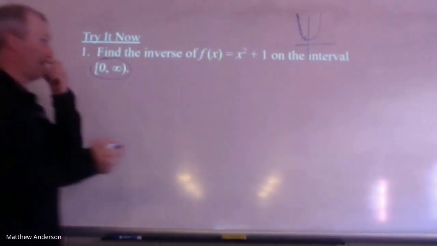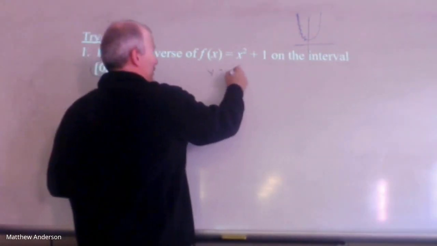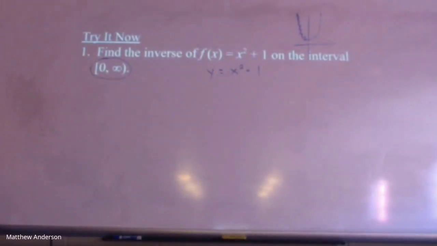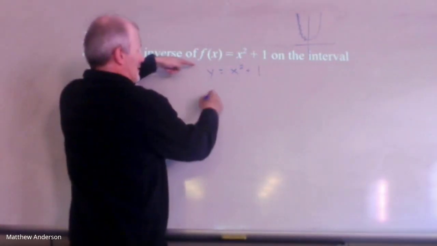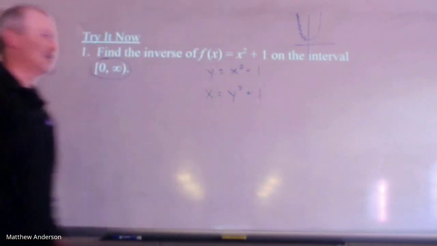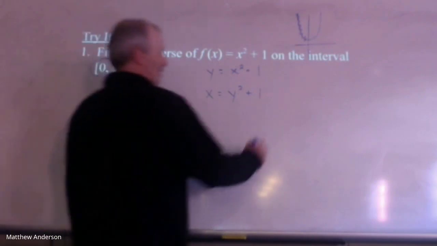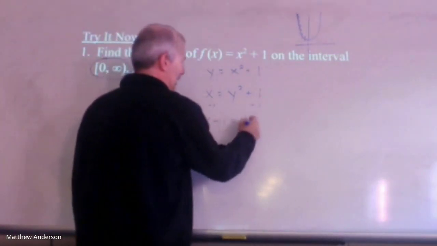So first step is what? Hopefully somebody said put in a y. Okay, and then what's our next step? Interchange the x's and y's. So this will be x equals y squared plus 1. This one looks easier than the last one. All right, what are we going to do next? Subtract 1. So x minus 1 equals y squared.